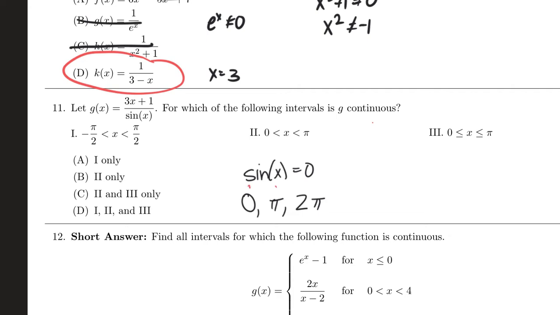I would not be able to plug in pi. I would not be able to plug in 2 pi because that would cause me to divide by 0. Well, 0 is in the middle of these two numbers, so this one is out. This one is bookmarked by 0 and pi, but it's not actually equal to them. So this one will work because it's just between 0 and pi, but not 0 and pi themselves. This one is trying to include 0 and pi, but we know we can't plug in 0 or pi, so this one's out. So the answer is just 2.